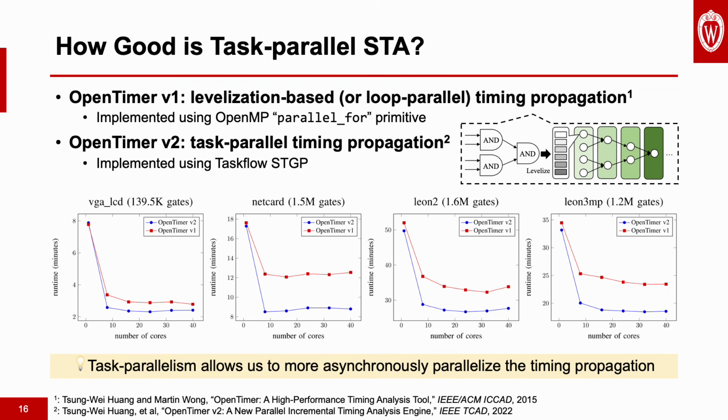From these results, we can clearly see the advantage of task parallel timing propagation algorithm. Regardless of the number of CPU cores we use, there is always a consistent gap between task parallel and loop parallel timing propagation algorithms. And that is because task parallelism allows us to more asynchronously parallelize the timing propagation without the need of level-by-level synchronization.